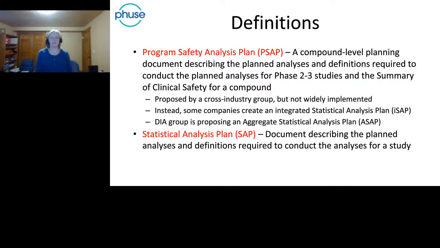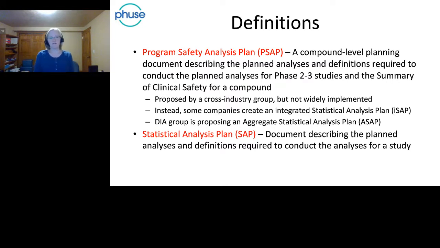So other definitions that come up in the integrated context is a program safety analysis plan. A program safety analysis plan is a compound level planning document, and it can also inform individual study planning, but it informs integrated planning as well. Now, the idea of a PSAP, a Program Safety Analysis Plan, has been published as a cross-industry recommendation. However, it's not necessarily fully implemented, and the nomenclature is not necessarily consistent across companies yet.